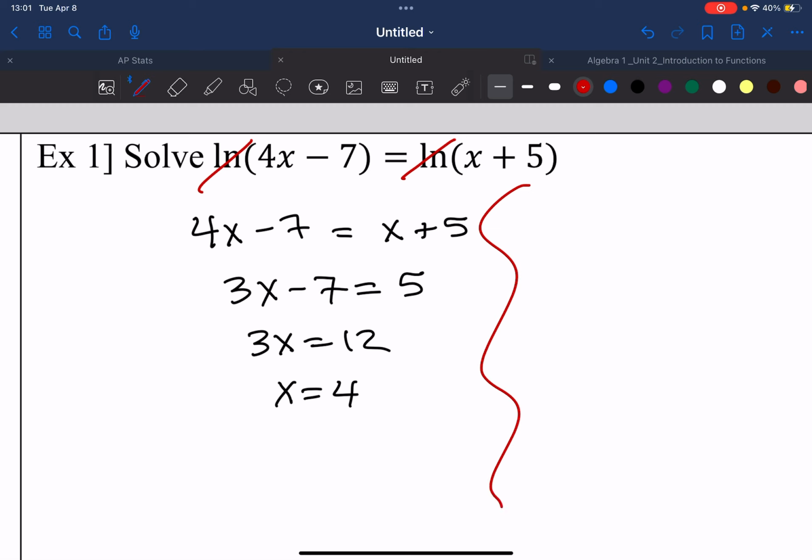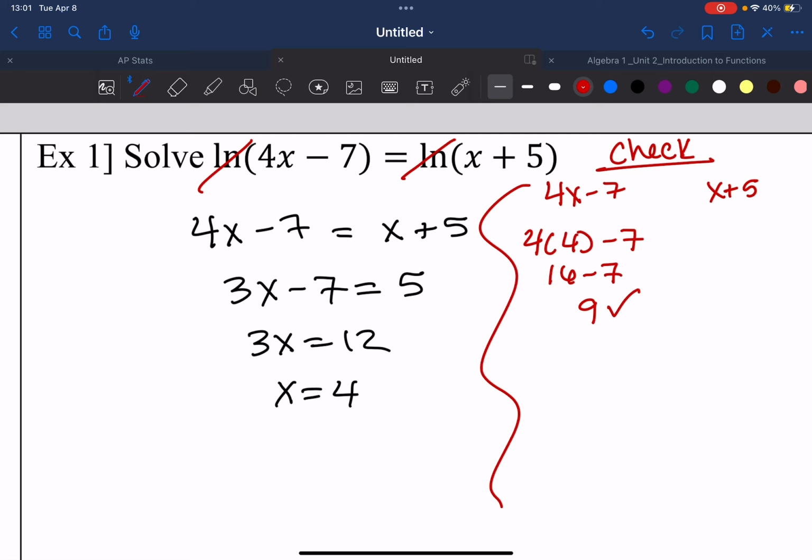And then I check. So I look at the parentheses for both. So I have 4x minus 7 and x plus 5, and I'm going to plug 4 into them. I'm trying to check and see if I get a negative or a 0. So 4 times 4 minus 7 is 16 minus 7, which is 9. That's good. 4 plus 5 is 9, which is good. So x equals 4 is a correct answer.